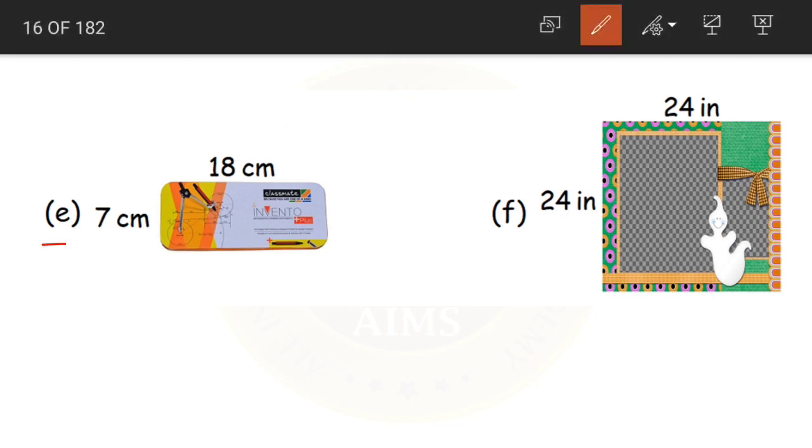Coming to question E, again this is a box, a pencil box, which is in the shape of a rectangle. So what will be the formula for a rectangle? 2 into (L plus B).